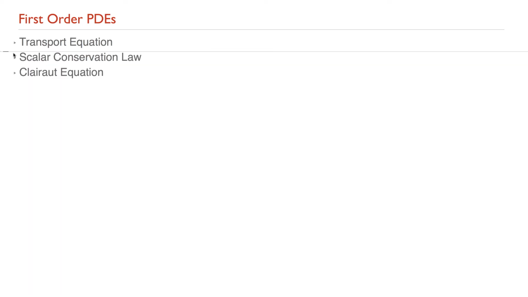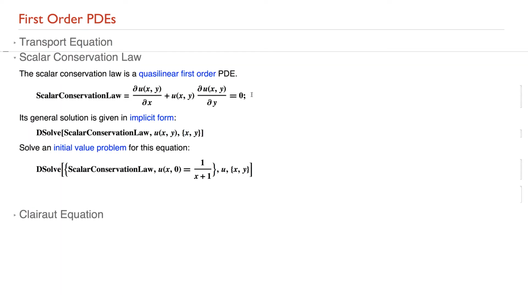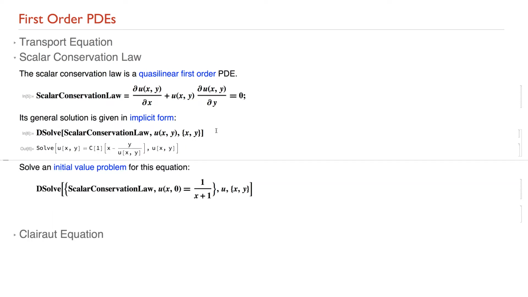Okay, so now I go on to the scalar conservation law. So the scalar conservation law is a quasi-linear first order PDE. So this over here is the quasi-linear term. But even in this case, if you try and find a general solution, you get it back in implicit form. And that means that in general, it is rather difficult to solve the scalar conservation law and get particular solutions.